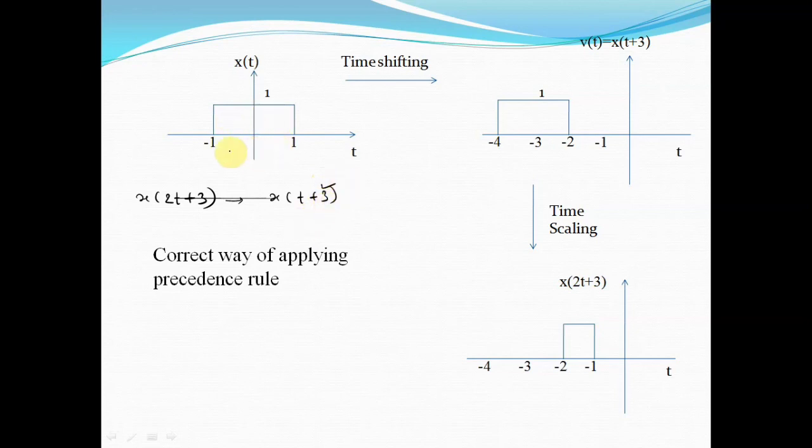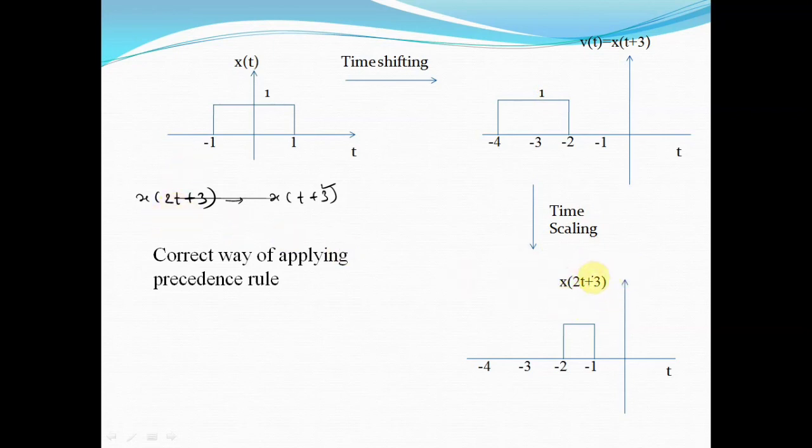The original signal lies between minus 1 to 1. So when we shift this signal towards left by 3 units, then the signal will be between minus 4 to minus 2 with amplitude equal to 1. Then you have to apply the time scaling on this, so this signal will become x of 2t plus 3.